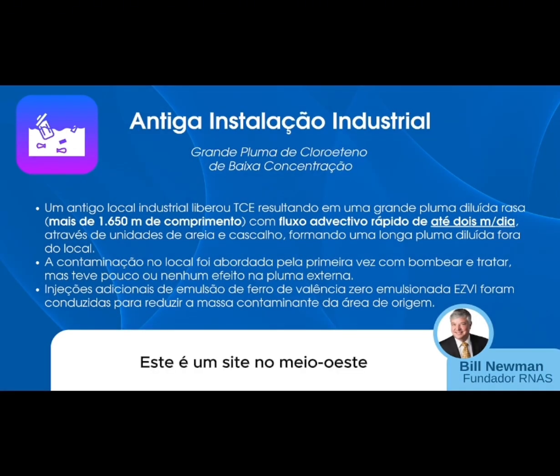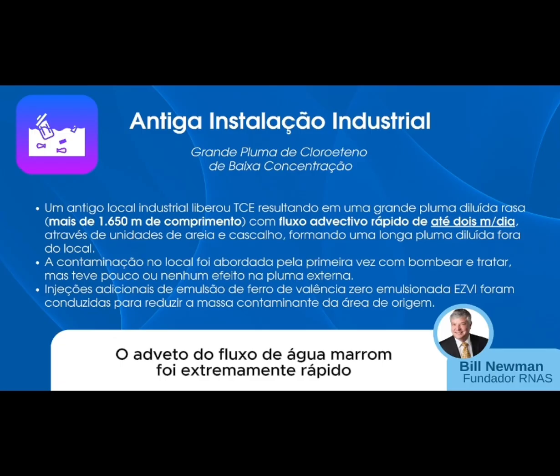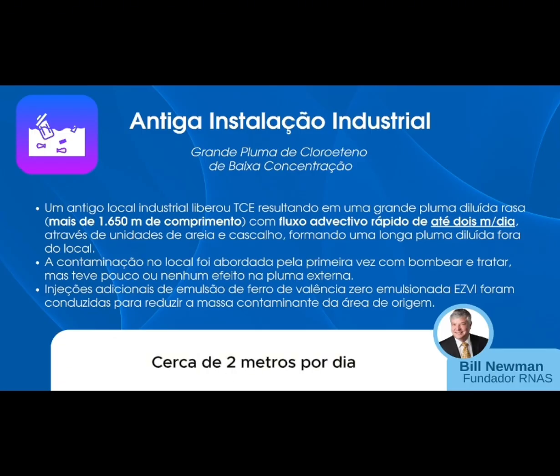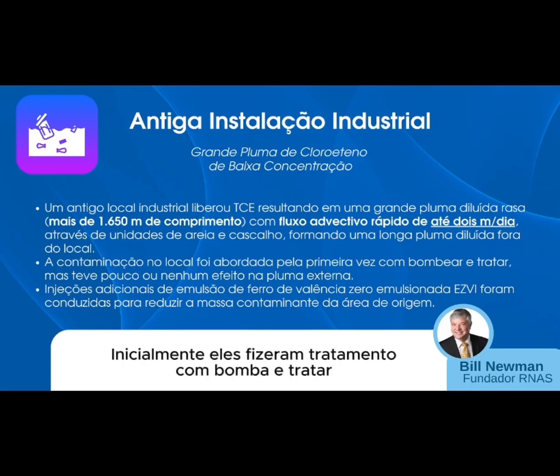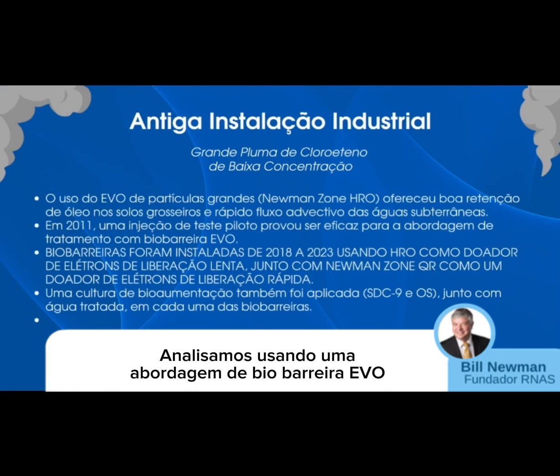So let's look at an example site with fast flow where we need the higher oil retention. This is a site in the Midwest which had a plume about 1,650 meters long. The advective groundwater flow was extremely fast, about 2 meters per day. Initially, they did treatment with pump and treat and emulsified zero-valent iron on site, but of course there was a long dissolved plume in the off-site properties, and for that reason we looked at using an EVO biobarrier approach.